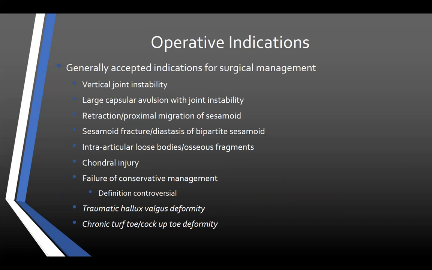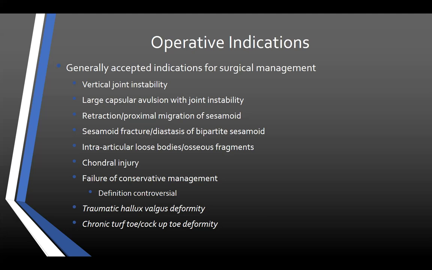So going through the literature, this was a list of the more comprehensive accepted indications for when you'd surgically manage a turf toe injury. The big indications I found were vertical joint stability. So an unstable joint where your vertical Lachman test shows gross subluxation or even a dislocatable joint, a large capsular avulsion with instability, significant retraction or proximal migration of the sesamoids, fracture or diastasis of a bipartite sesamoid, and evidence of loose bodies or osseous fragments in the first metatarsal joint.